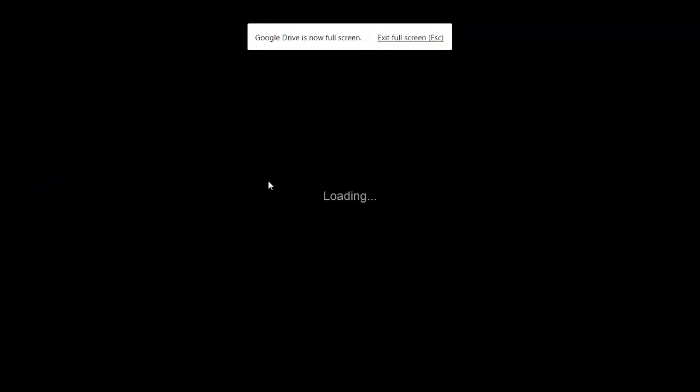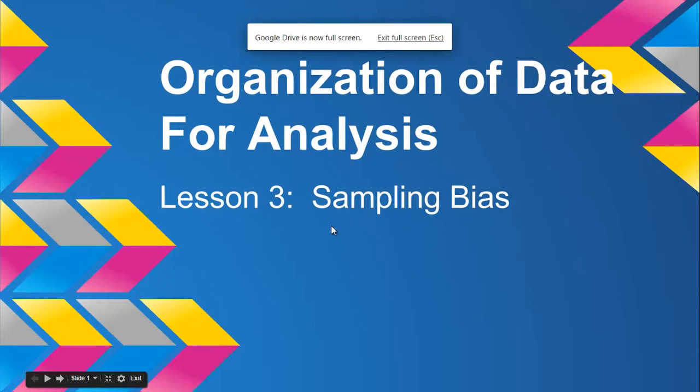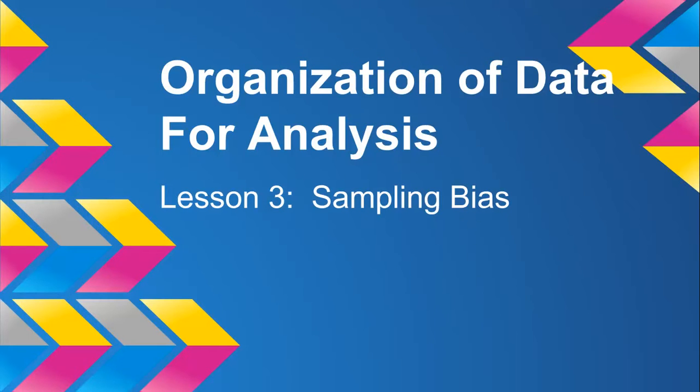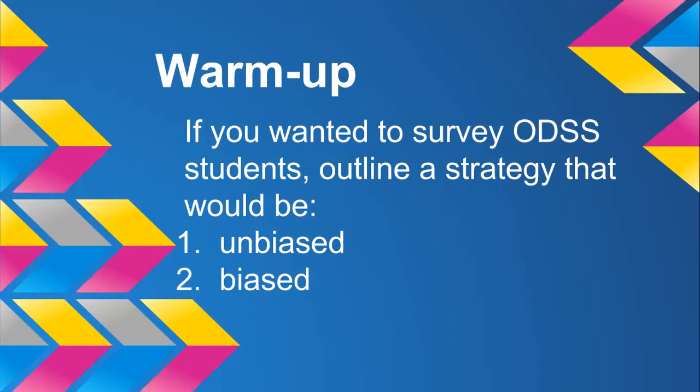Okay, welcome to the lesson on sampling bias. We actually saw in the last lesson multiple ways to sample from a population, and today we're going to talk about this idea of variability and how bias is inherent in data. Bias will always be in our data, so we just want to talk specifically about how biases can show up in our sample. If you wanted to survey ODSS students, it's Orangeville District Secondary School, outline a strategy that would be unbiased and biased.